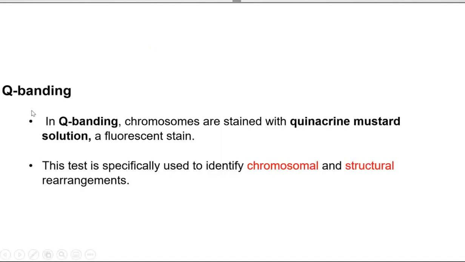Then apart from that, you have the Q banding. Q banding has been named by this word, the quinacrine mustard stain being used in this, which is a fluorescent dye, right? This will be specifically used to identify the chromosomal and structural abnormalities in the karyotyping of a person, you'll get to know what karyotyping is. Now, this is the example of Q banding.